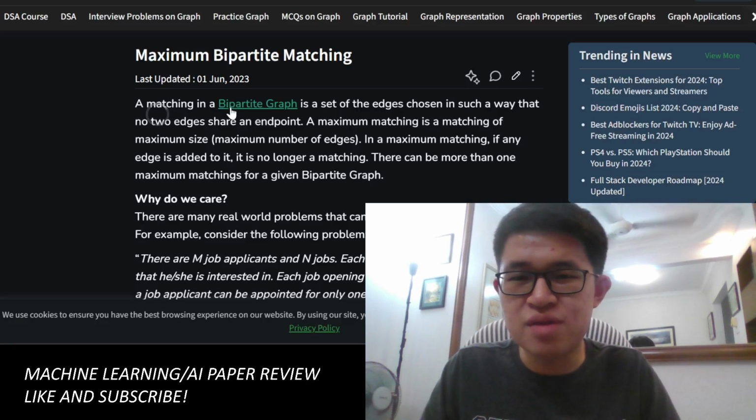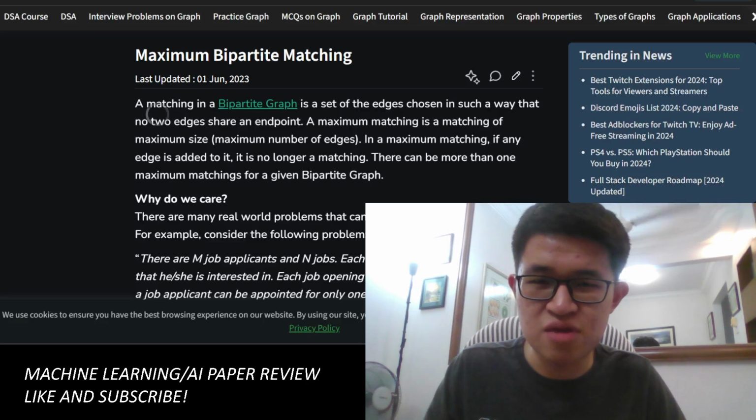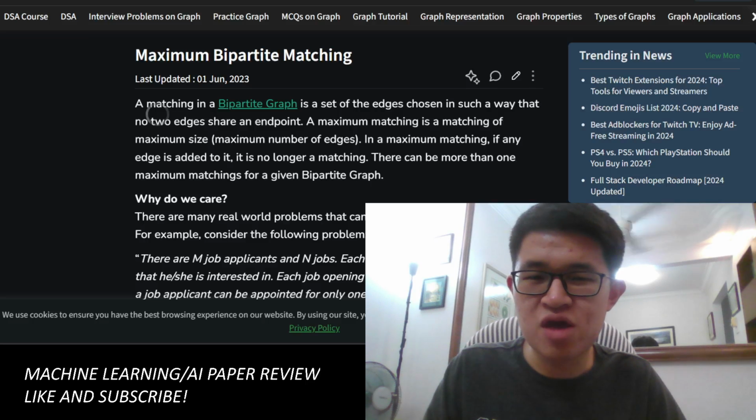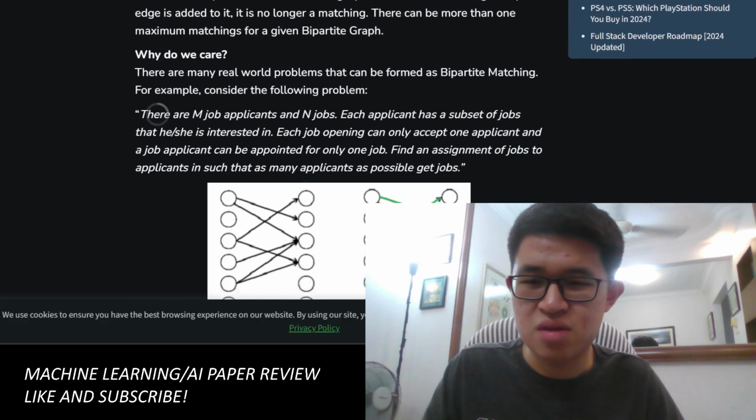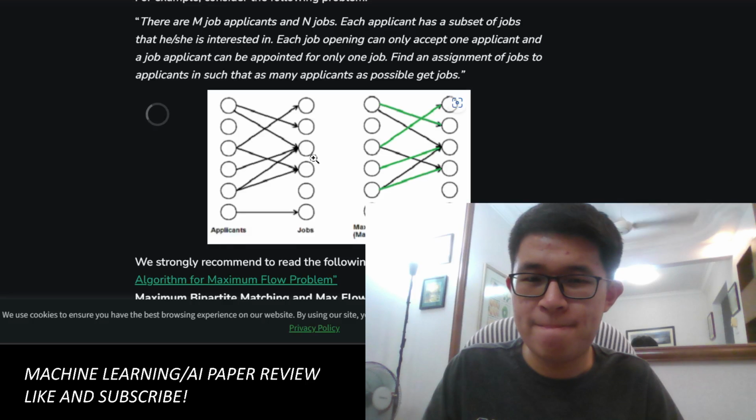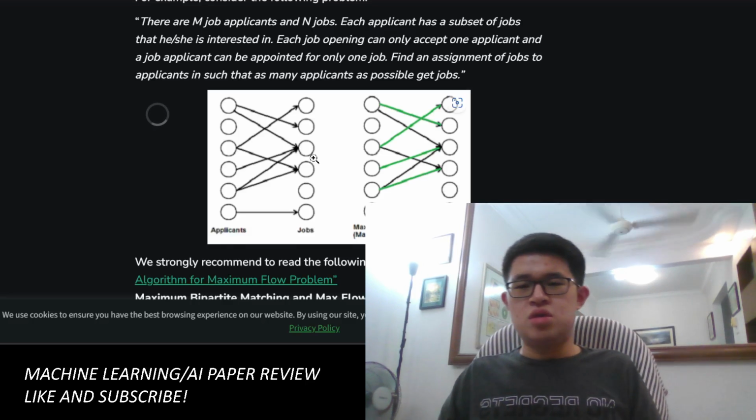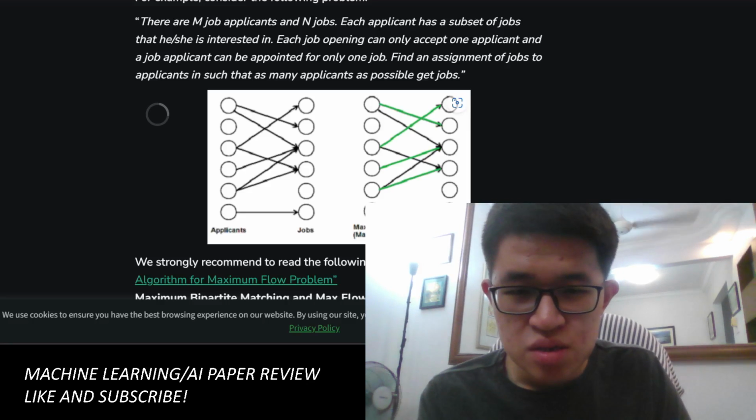A matching in a bipartite graph is the set of edges chosen so that no two edges share an endpoint. A maximum matching is a matching of maximum size, the maximum number of edges in a matching. If any edge is added to it, it's no longer a matching. Right. Okay.